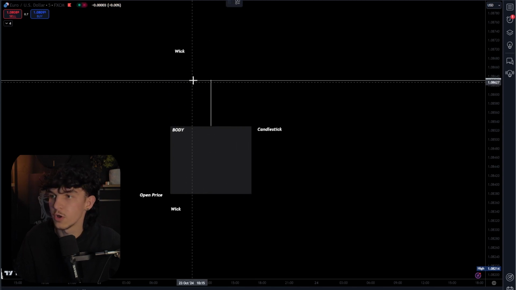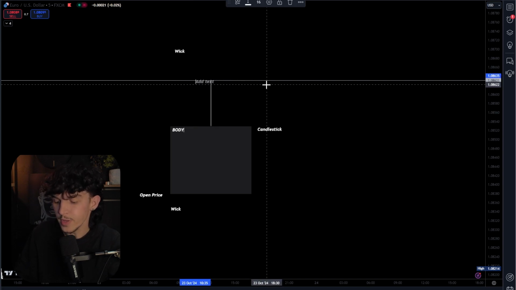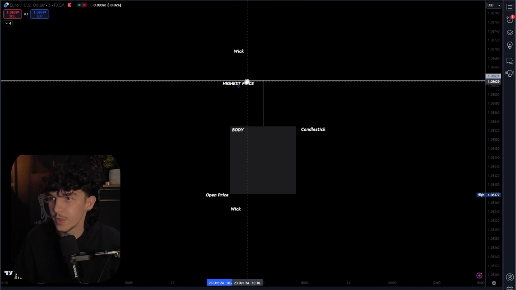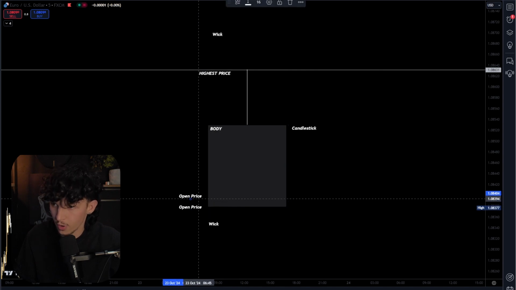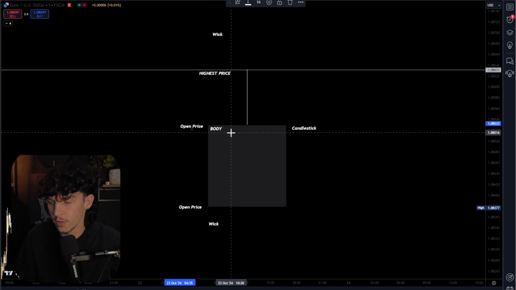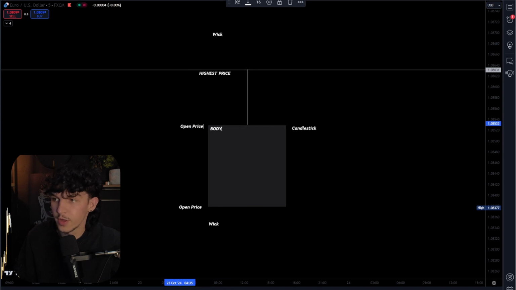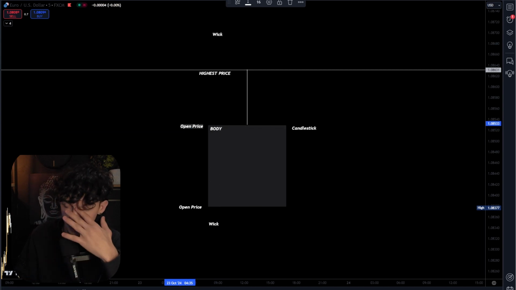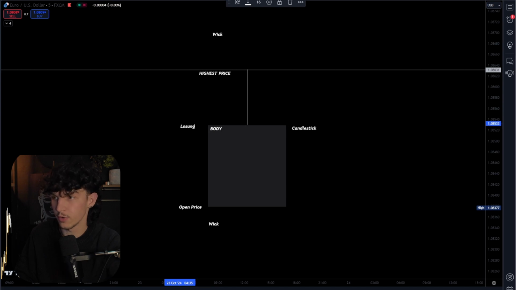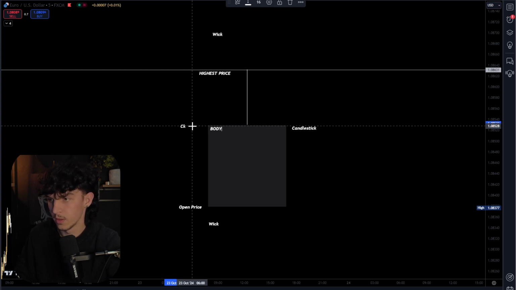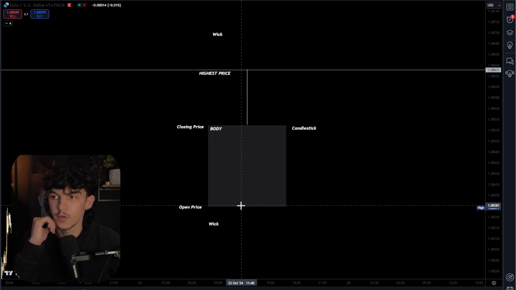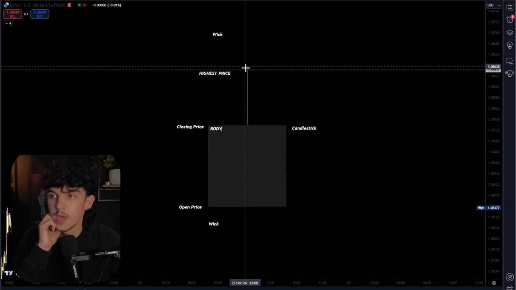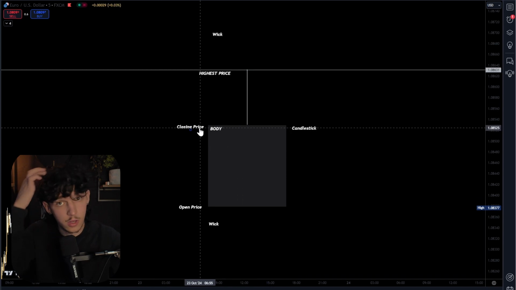So for us, this is going to be the highest price. The top of the wick is the highest price the candlestick came to. This is the open price, the bottom of the body, or the start of the body. And this body is going to be the closing price. So we have our open price, it moved all the way up to this high, came down a little bit, created this wick, and then this is going to be the closing price, right?